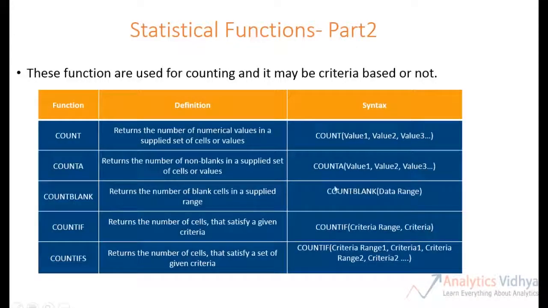Now we have a list of functions which are used to count the values in a dataset based on certain conditions or without condition. Let's look at each function. Count counts only numerical values, whereas CountA counts all the values except the blank values. CountBlank is used to count the number of blank cells. Countif and Countifs count cells based on certain conditions. The difference between these two functions is Countif works with only one condition, whereas Countifs works with single or multiple conditions. Let's move to Excel and do some exercises based on these functions.